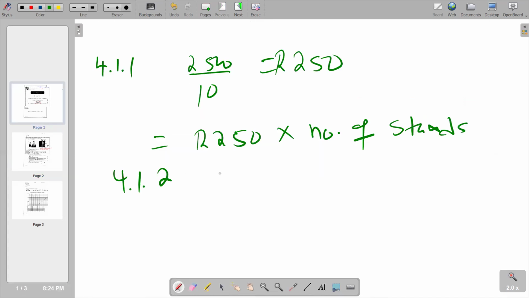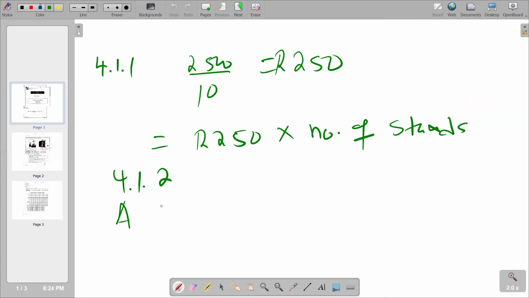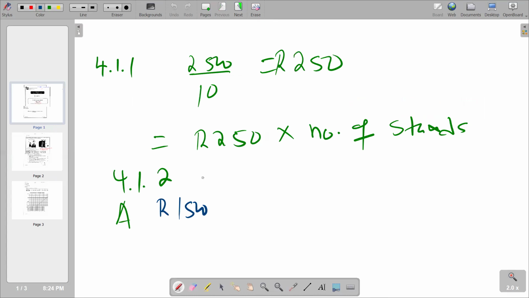So on the calculation of A, we are saying 1,500 rands, and then we add 200 rands times number of stands.